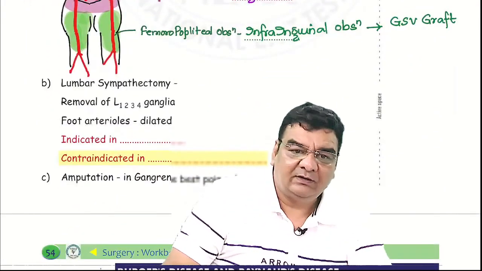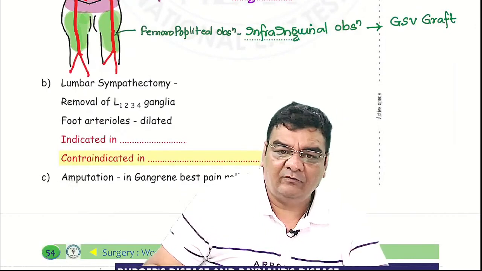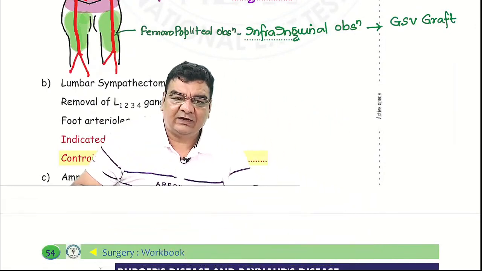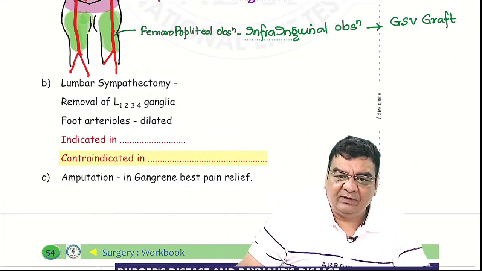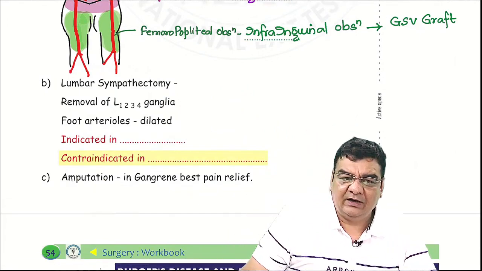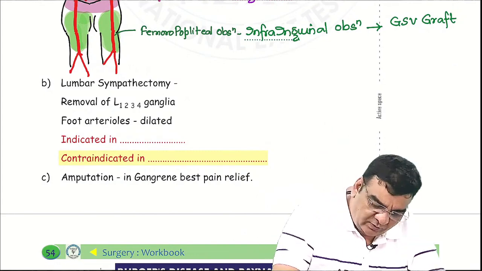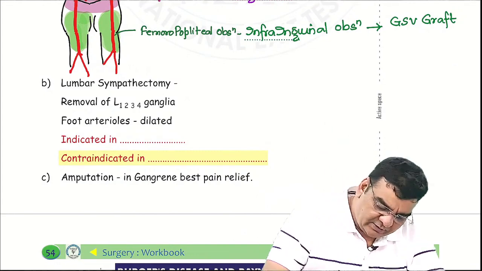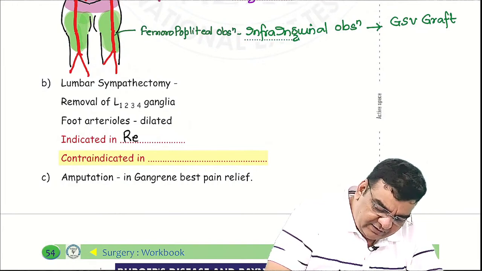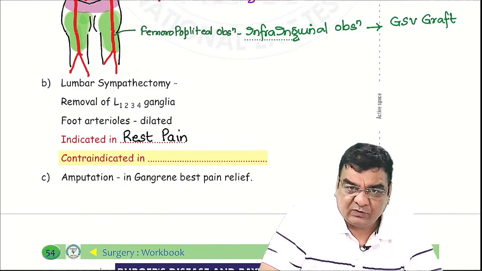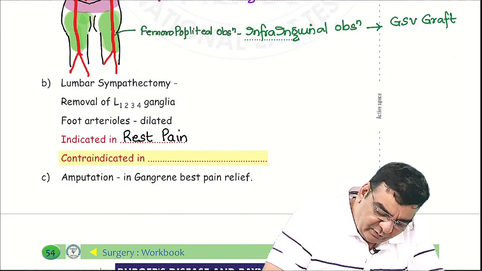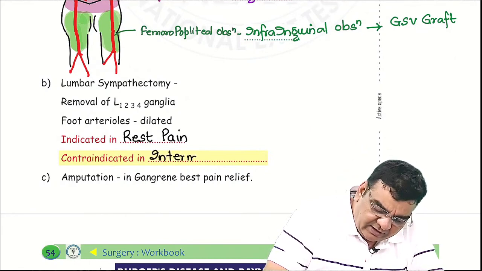Lumbar sympathectomy is simply removal of the first, second, third, fourth lumbar ganglia. By doing a sympathectomy, the foot arterioles dilate, so blood starts moving into the foot and foot pain is relieved. That means this is indicated in rest pain. But since calf blood is going out, if the patient was having calf pain, it will increase. So lumbar sympathectomy should not be done in intermittent claudication.